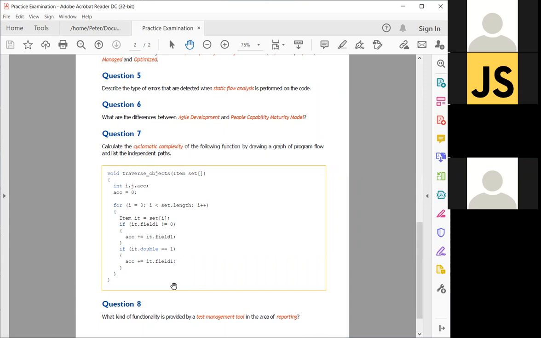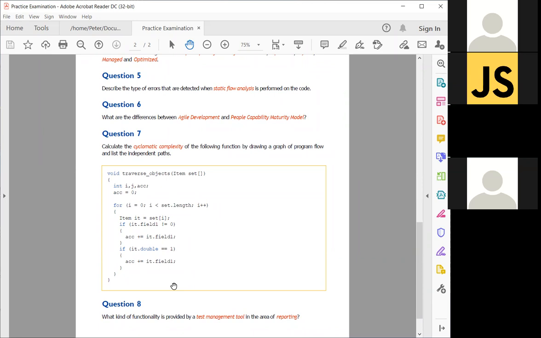And then for question 8: what kind of functionality is provided by a test management tool in the area of reporting? Here it could be a very short answer, or it could be a long answer. For answers that you feel are very short, you can make them very short. The ones where you feel you can provide more information, please feel free to provide more information about the answer you feel is appropriate for such a question.